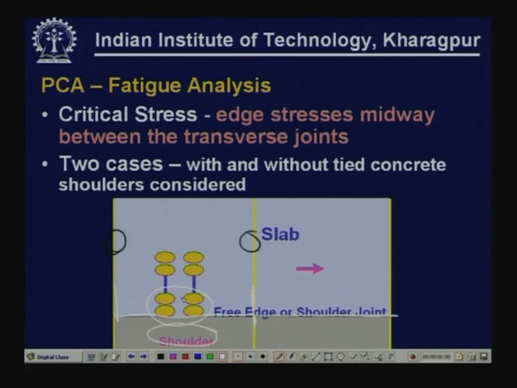There are two cases that we consider, with and without concrete shoulders. This is what PCA considers. There will be concrete shoulders tied to the main slab, or the case without tied concrete shoulders.